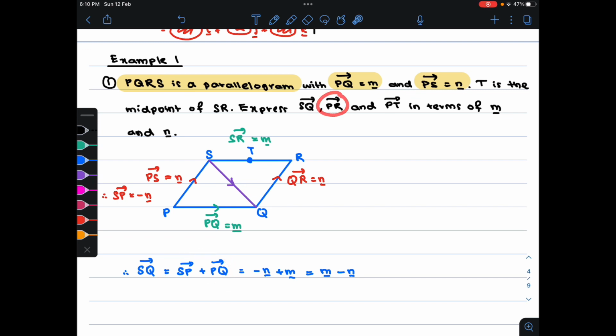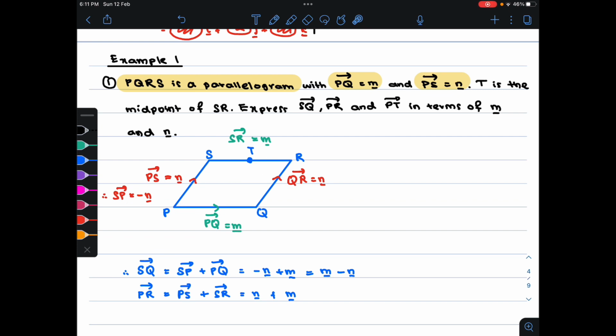Next, we have PR. PR is here. To get PR, we can use either PQ plus QR or PS plus SR. Let's say I want to do vector PS plus vector SR. I know that vector PS is n and vector SR is m. So that's our final answer for vector PR: n plus m.